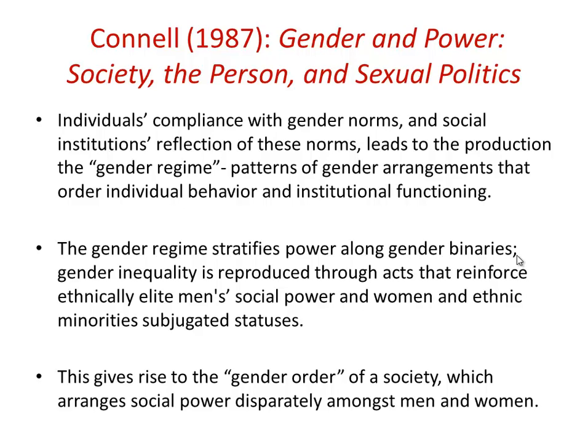So Connell says that individuals' compliance with gender norms and the social institutions' reflection of these norms, as in the institutional ways in which we understand how our gender is constrained within the context of social institutions, leads to the production of a gender regime, meaning each of our individuals' compliance with these gender norms leads to an institutional gender regime, a pattern of gender relationships or gender arrangements that order individual behavior and institutional functioning.